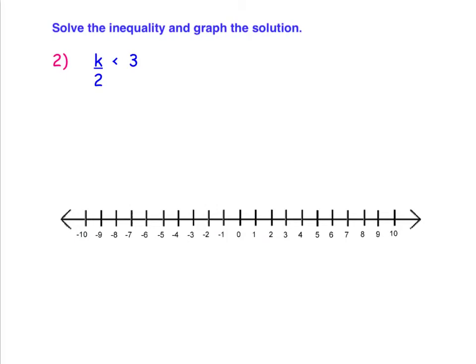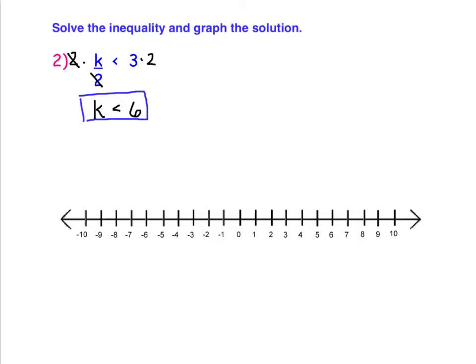Now we'll look at a second example. In this example, we're going to solve k over 2 is less than 3. So to isolate the k, we're going to need to multiply on both sides by 2, which gives me, my 2's are going to cancel out, and I'll have k is less than 6. Once again, this is the solution to my inequality.